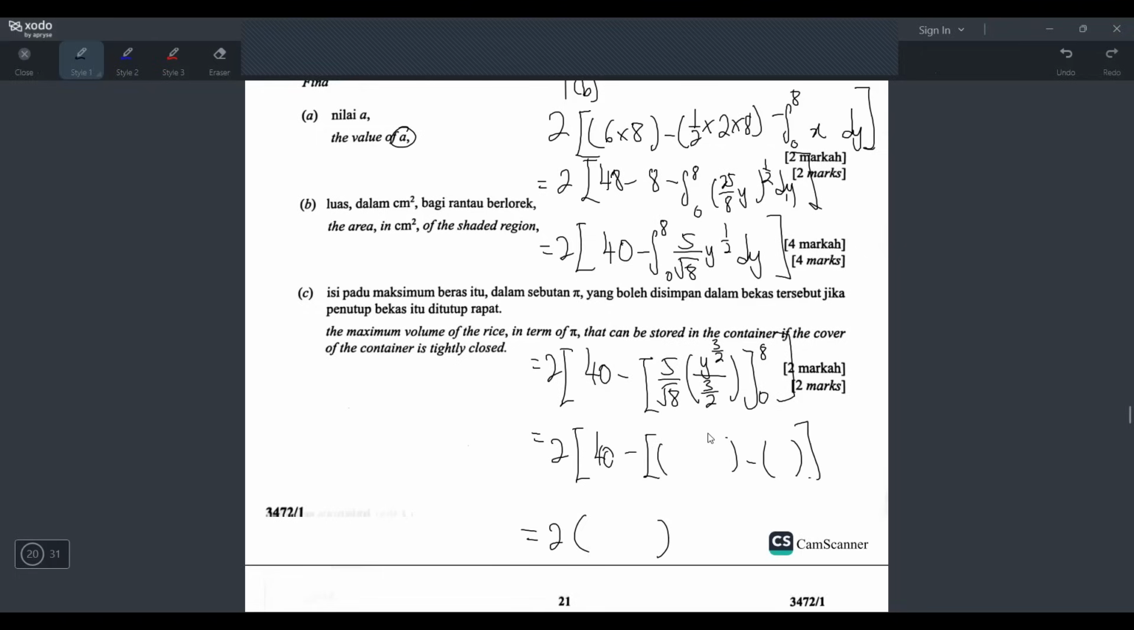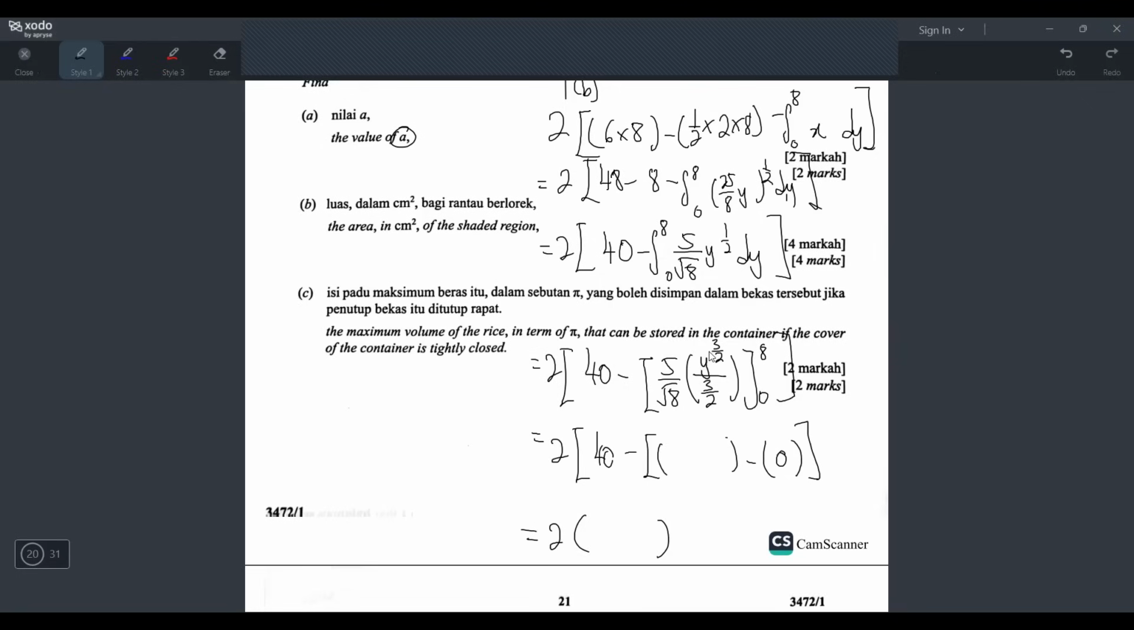Okay, why did I draw two brackets? One bracket is for us to sub 8 inside, one is for us to sub 0 inside. But we all know when we sub 0, you will end up with 0 because 0 power 3 over 2, 0, 0 times 5, 0, yeah, 0. But when you sub 8, it's different. Okay, so what is 8 power 3 over 2? Let's press. 8 power 3 over 2, according to my calculator, is 22 point something.